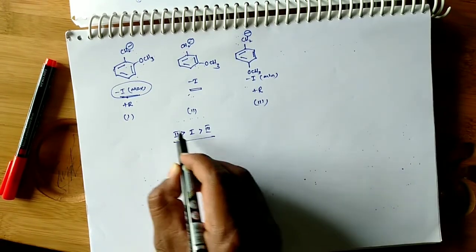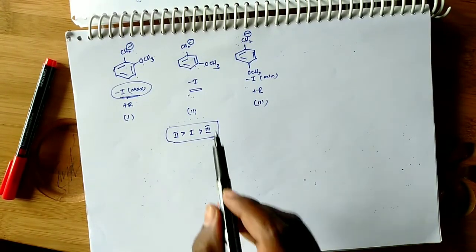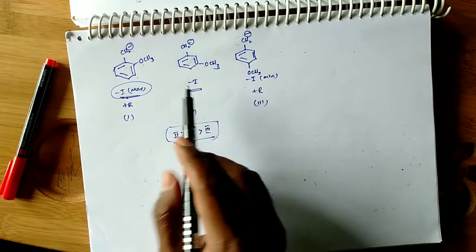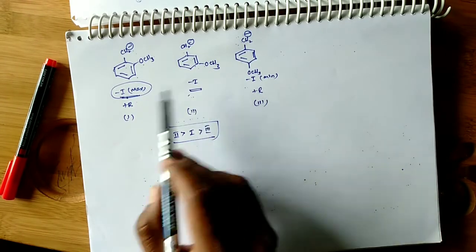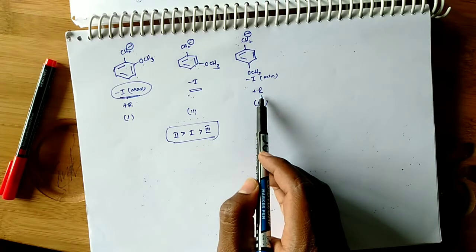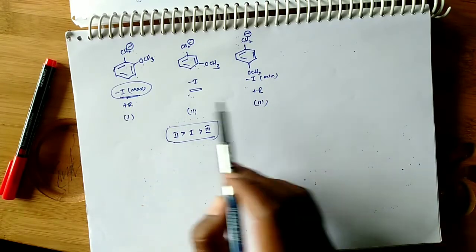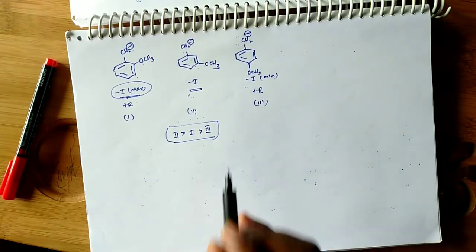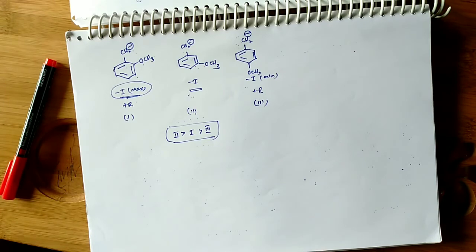Okay, 2, 1, 3. Why is the second one more stable? Because electron donation is not there. In these two cases, electron donating effects are acting, that is the plus R effect. Okay, this is the order of stability in benzyl carbanion.